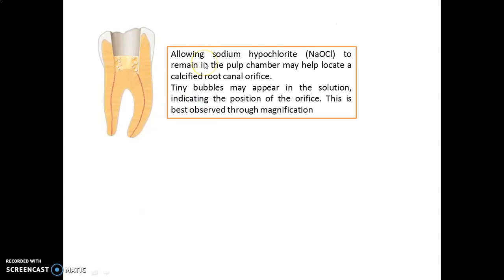And also you can go for the use of the sampling bubble test, where you allow hypochlorite to remain in the pulp chamber. You can locate the calcified root canal orifices. You can see the tiny bubbles up in the solution indicating the position of orifices. This is best observed through the endodontic microscope and magnifying loupes.